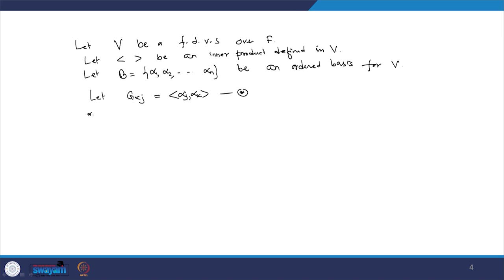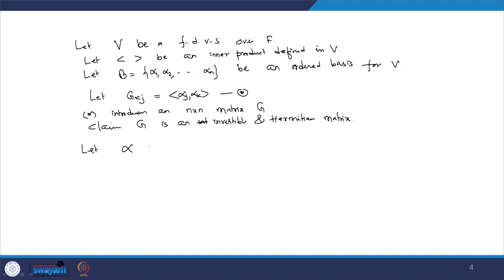So star introduces an n cross n matrix G. Claim: G is an invertible and Hermitian matrix. Let alpha belong to V be any element, and beta also belongs to V, also an element.